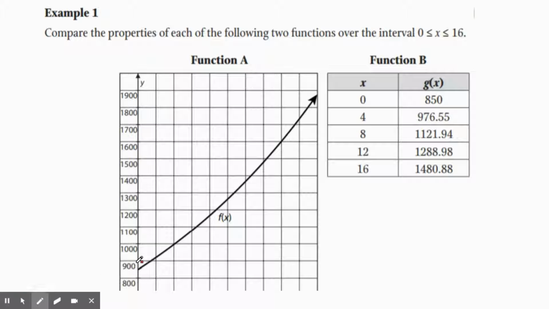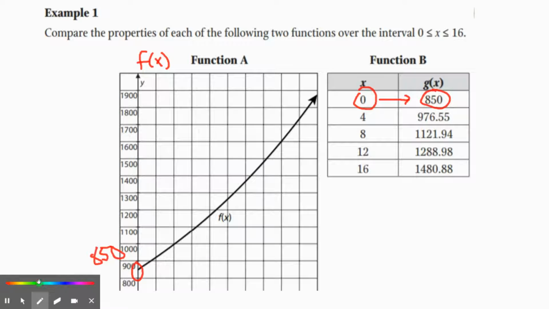Now, first things first, we could take a look at the y-intercept for function A, which they'll also be referring to as f of x, is going to be around 850. Now, for the second function, the y-intercept when x is equal to 0 is also going to be 850. So for the y-intercepts, we don't necessarily need the interval, but when we get to the rate of change, we need that interval. So let's take a look at the solution for this.